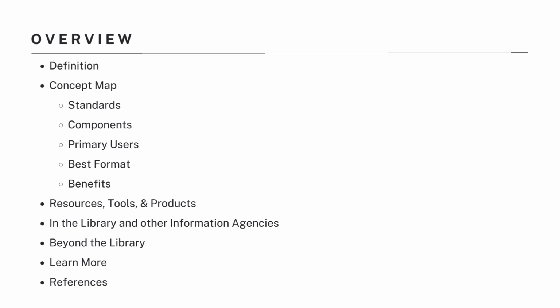For our overview, we're going to be discussing the definition, our concept map, which includes standards, components, primary users, best format and benefits. Then we'll be discussing resources, tools, and products in the library and other information agencies, beyond the library, learn more, and references.